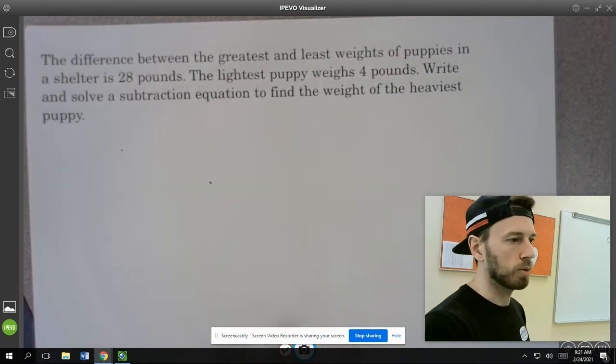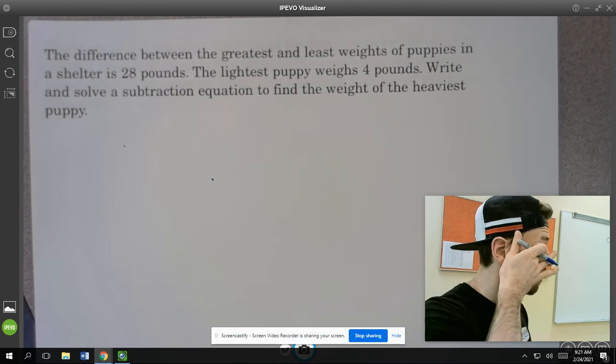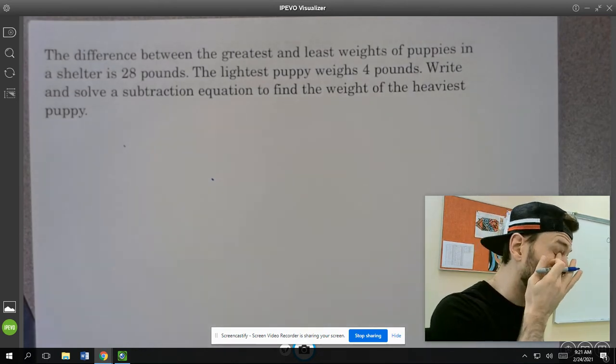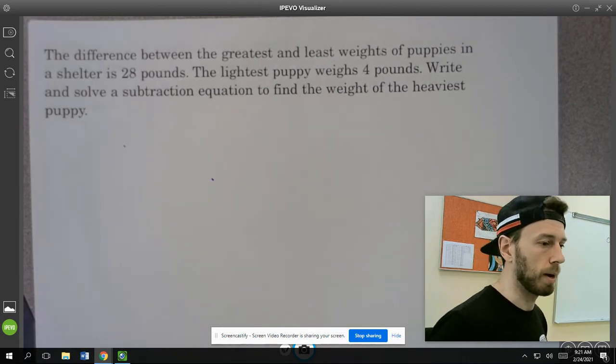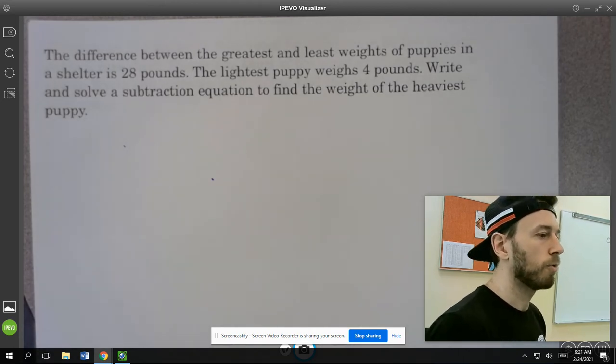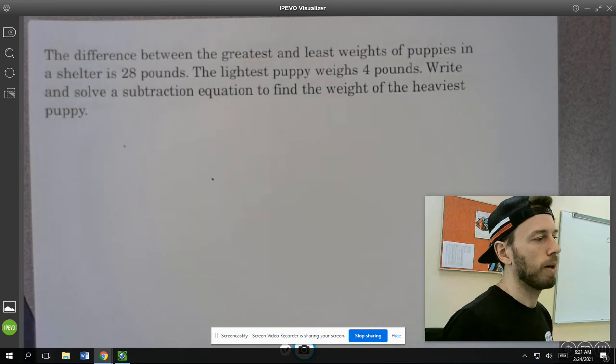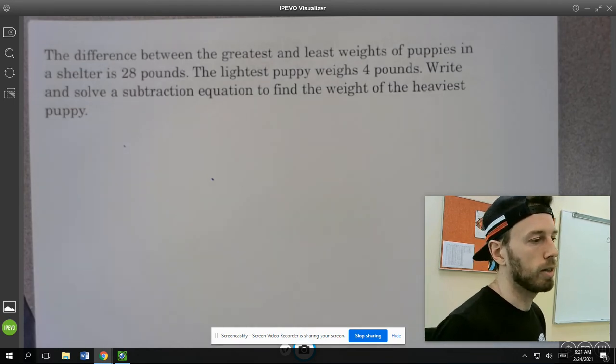Here's the next one. Try this one out real quick, please. The difference between the greatest and least weights of puppies in a shelter is 28 pounds. The lightest puppy weighs 4 pounds, right? And solve a subtraction equation to find the weight of the heaviest puppy.